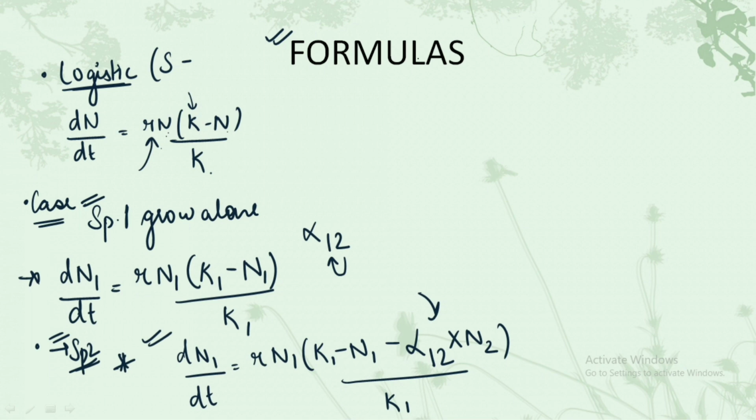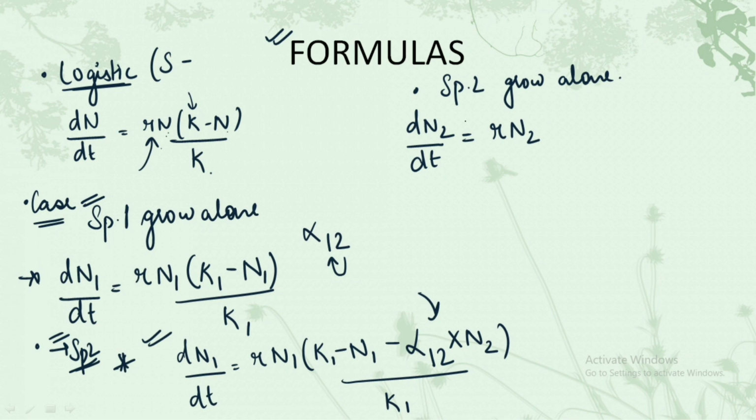Now in the second case, species 2 is growing alone, that is, there is no competition for species 2 as such. So what would be the formula? It would be dN2/dt equal to RN2, because we are taking the second species, multiplied by (K2 - N2)/K2. This is when species 2 is growing alone.